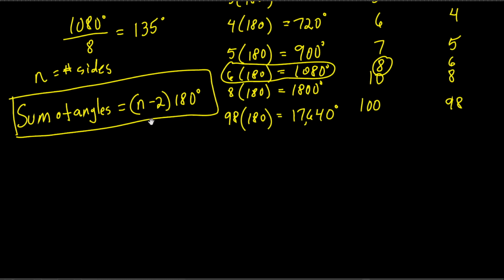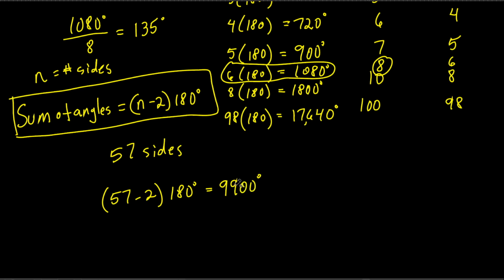So if I had 57 sides, if I asked you to find the sum of the angles of a polygon with 57 sides, what would you do? Well, you take the number of sides, subtract 2 from it, and then multiply that number by 180 degrees. Put it in a calculator. 55 times 180, which would be what? 9,900. Okay. So that's how many degrees.